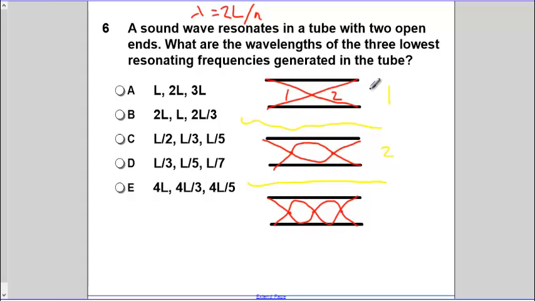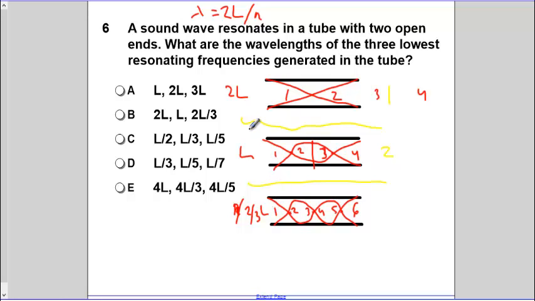So 2 times the length would give me 4/4. So 2L is my first one. This one contains 1, 2, 3, 4/4, so L will be this wavelength. And this one contains 1, 2, 3, 4, 5, 6/4. So 2/3. Oh, I'm sorry, 2/3 of the length will correspond with the wavelength.